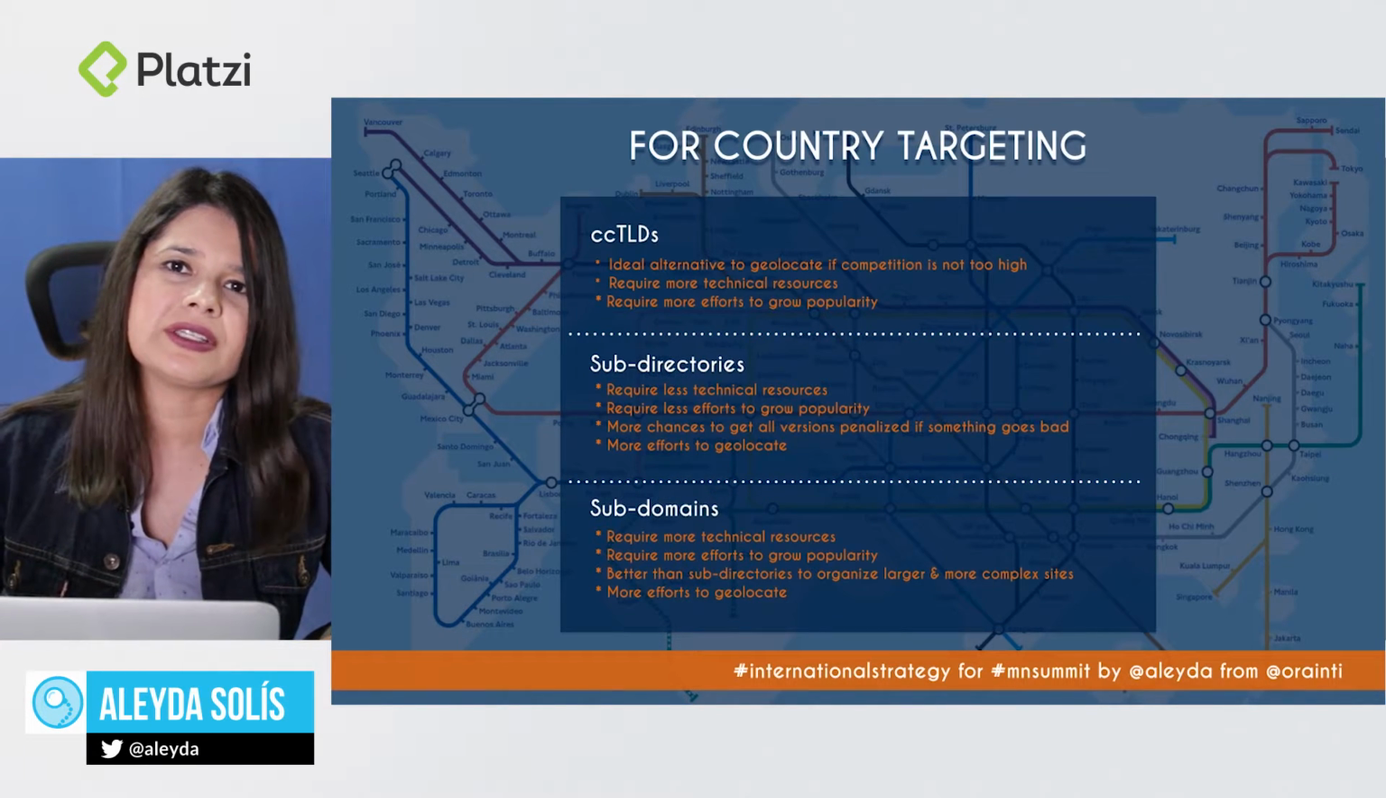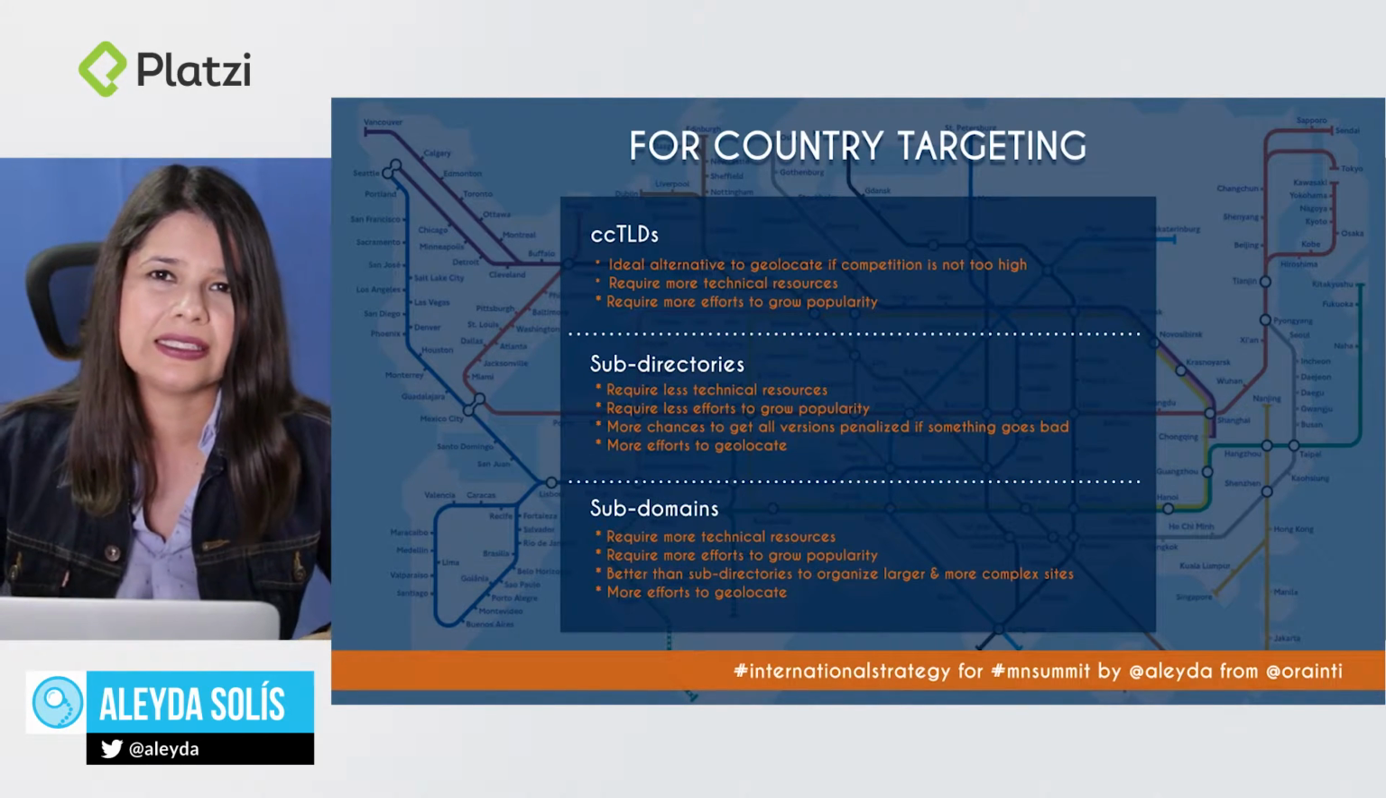And each one of these, you can see, has pros and cons at the end of the day. The ideal scenario to geo-target is ccTLDs, because they are automatically geo-targeted to their own specific country. So you don't need to do anything additional to geo-target them. And they are automatically targeted to their country. So that is definitely a good signal.